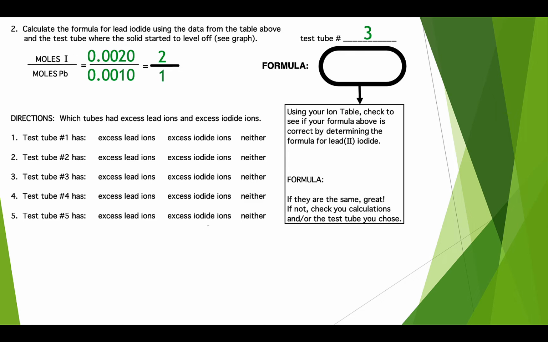If I put that in a formula, it would look like this. Well, we don't write ones as subscripts in a formula. It would be PbI2. And as I already explained, we can get the same thing from using our ion table. If I have Pb2+ ions and I- ions, I would need 1 Pb2+ and 2 I- to make a neutral ionic compound with a formula of PbI2.